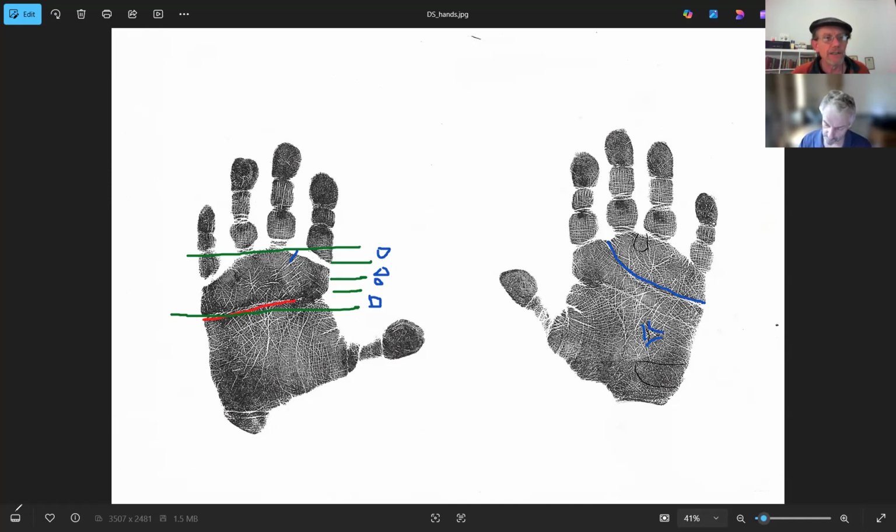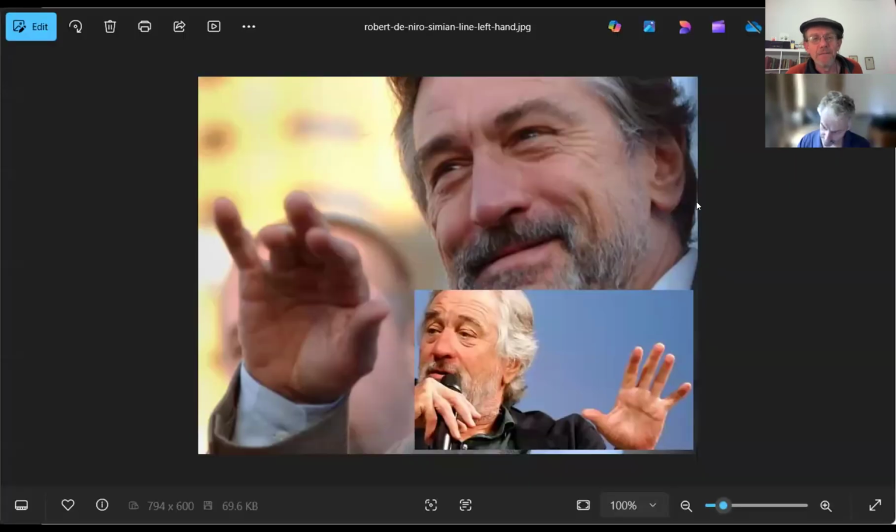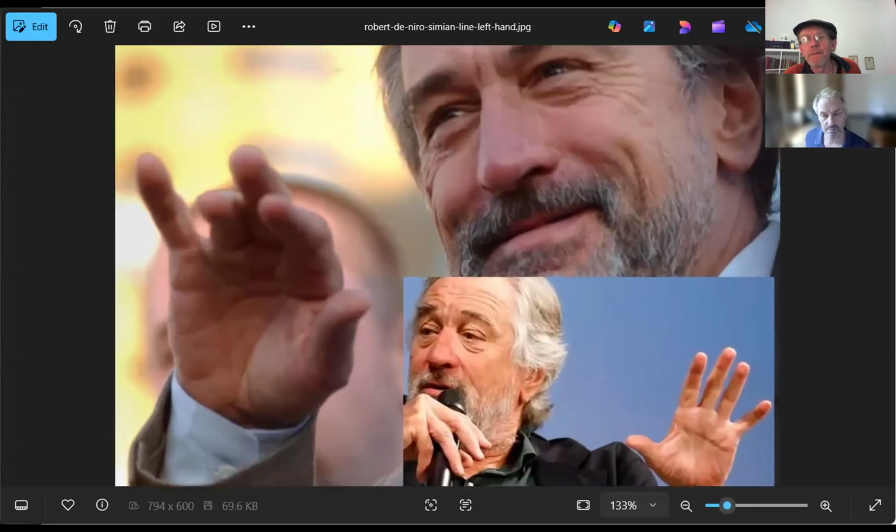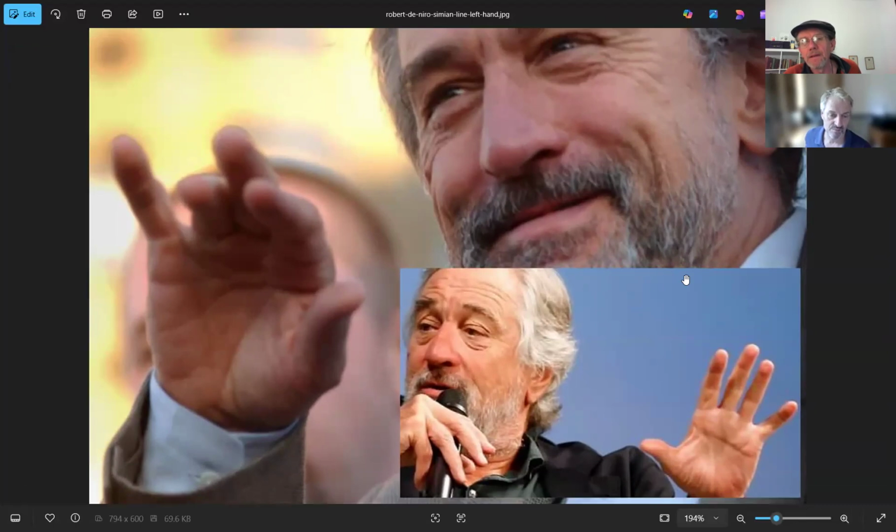And I was looking at this the other day because, very famously, I read The Hands of Tony Blair in 1998. And Tony Blair has a simian line. I'm not sure if he's in this particular folder, but here's another example of someone with a simian line, and that's Robert De Niro. So he's got a non-simian line in his right hand, but he's got a very clear simian line in his passive hand.